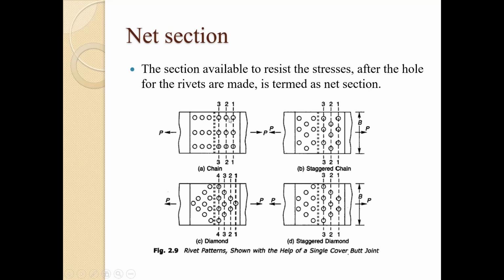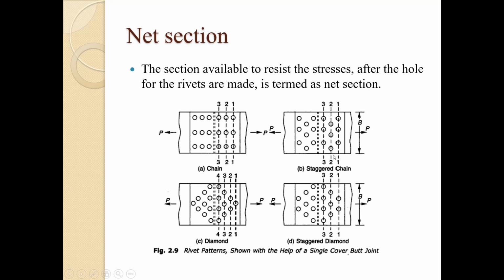So in this chain type, if we consider this section, here the failure should be in this direction or somewhat like this. While calculating the net section, we have to deduct these holes. So that is the net section available.